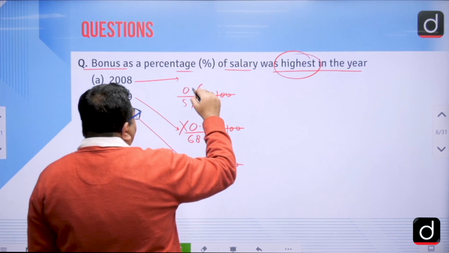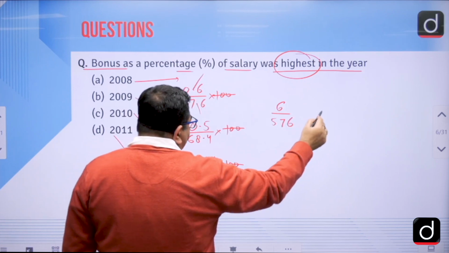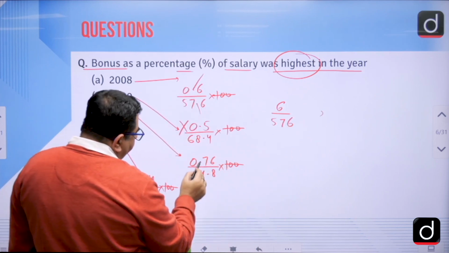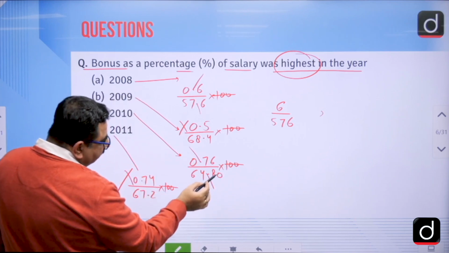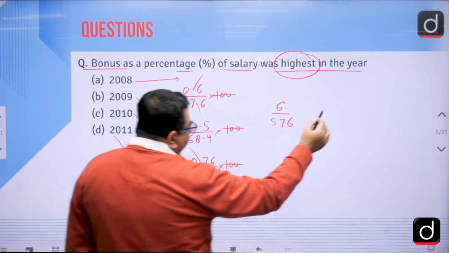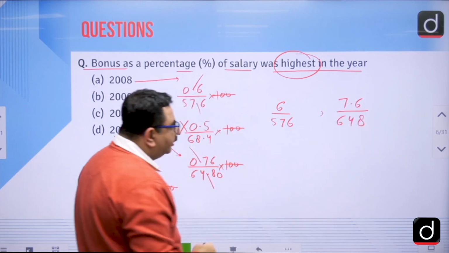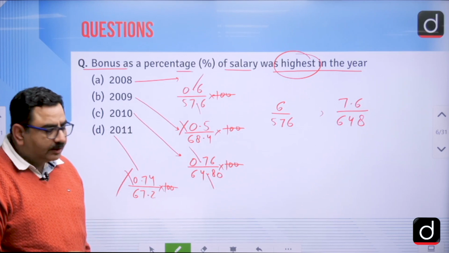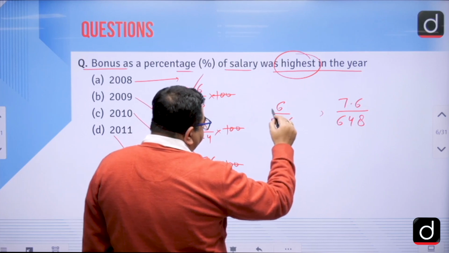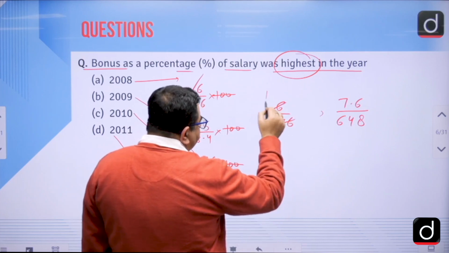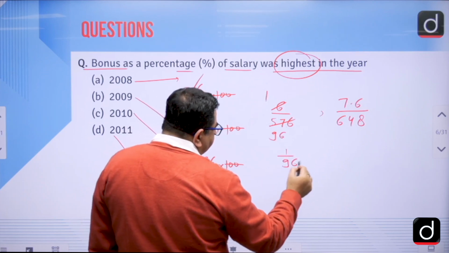So here suppose I remove the decimal, this is 6 divided by 576, and for this ratio, if I remove this and this, I have to have 10 over there, right? With 0, I can write it as 7.6. So this number is 7.6 divided by 648. This we can write, right? I hope both the things are clear. Now if we can cancel out something, let's cancel, right? We can divide this by 6. This is 1, 6 into 9 is 54, 36, 6. So this ratio is 1 by 96, right?